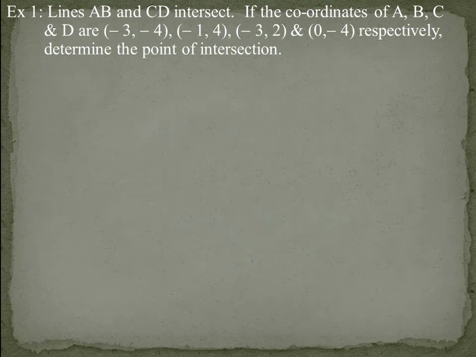So, first example, nice bog standard. You could have been asked this sort of question at National 5. It's saying lines AB and CD intersect. The coordinates A, B, C, and D are (-3, -4), (-1, 4), (-3, 2), and (0, -4) respectively. Determine the point of intersection. Well, to find where lines AB and CD intersect, we actually need the equations of line AB and line CD. So to find that equation, we've got to use our skills about gradient, y - b = m(x - a), to find it.